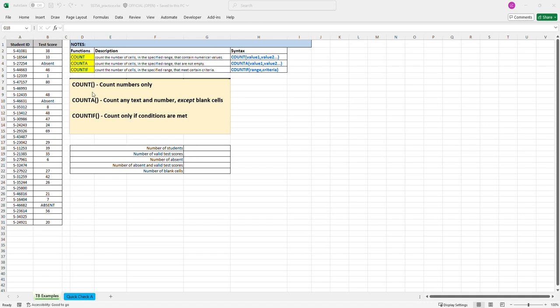We will revise the formula COUNT, COUNTA, and COUNTIF. Now we want to find the number of students. So we want to count all the cells with a student ID. This student ID contains text and numbers. So we can use the formula COUNTA.